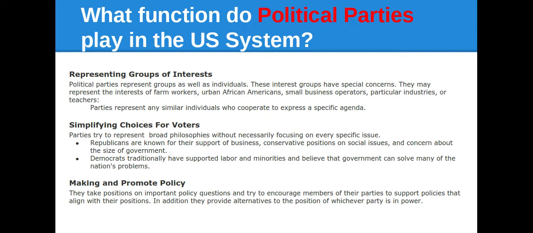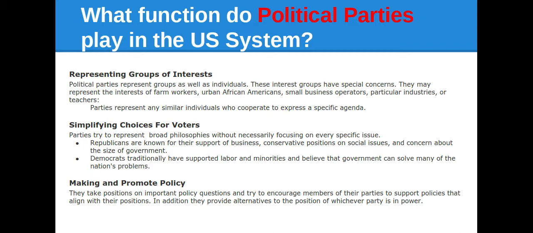On the other hand, a group like the NRA, the National Rifle Association, would support the Republican Party because the Republican Party in general supports Second Amendment rights, and they believe that they will help them to keep their rights. So these parties oftentimes are seen as representing these special interests.